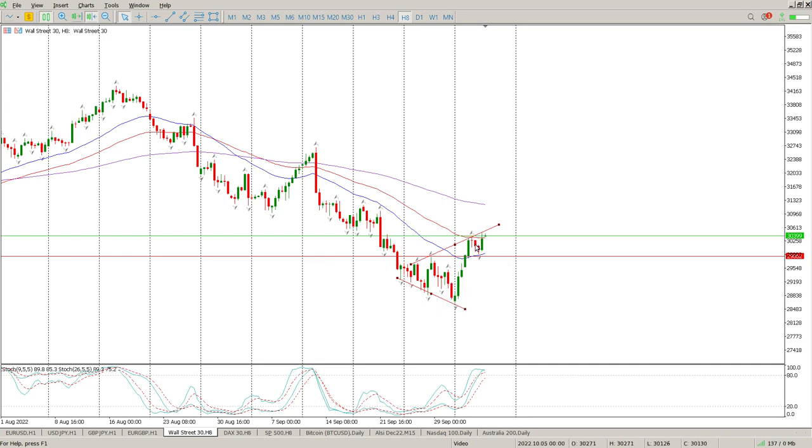So this is kind of the situation we find ourselves in. Just going to delete this at the moment. I would expect some kind of a rejection off here. Remember, we do have non-farm payrolls tomorrow. So these are the 2 levels to be paying attention to. I'd expect a bounce off here, move down, and probably just range around here today and tomorrow.